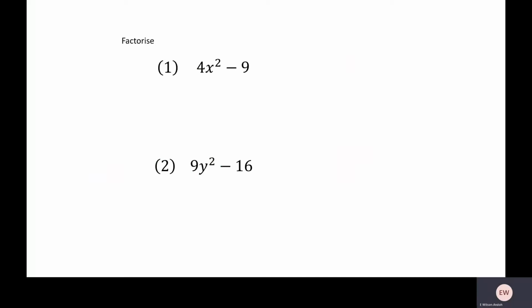So in the first question, we have 4x squared minus 9. So first you have to write it as something squared minus something squared. So you have to rewrite this. And the 4 is a square number. So we can write 4 as 2 squared. So the first term will be 2x all squared, because 2x times 2x is equal to 4x squared. And then you have to write the 9 as something squared, which is minus 3 squared. This is how it should be.